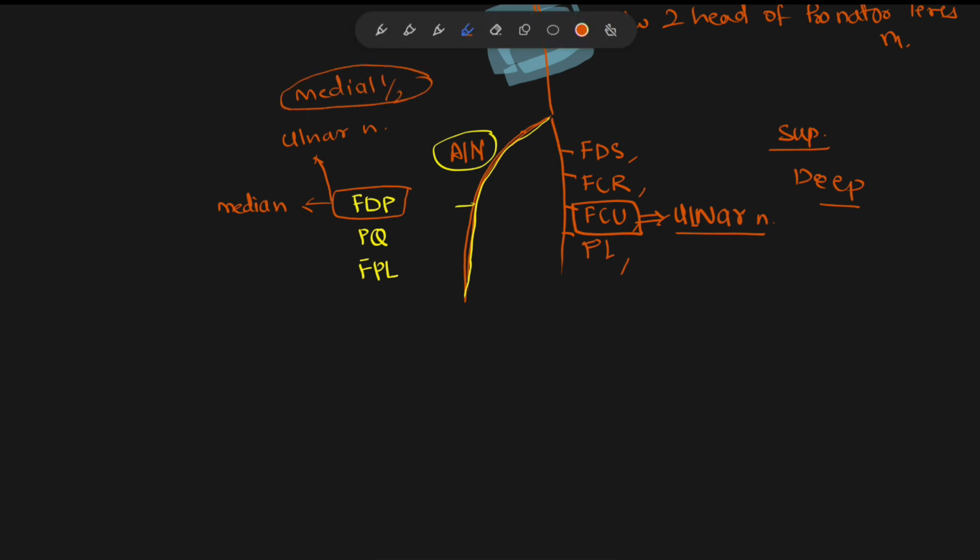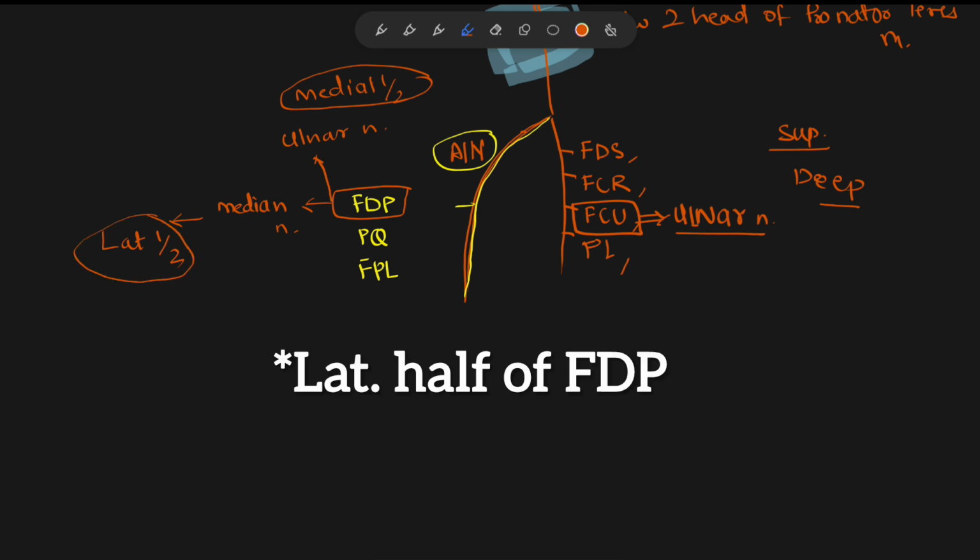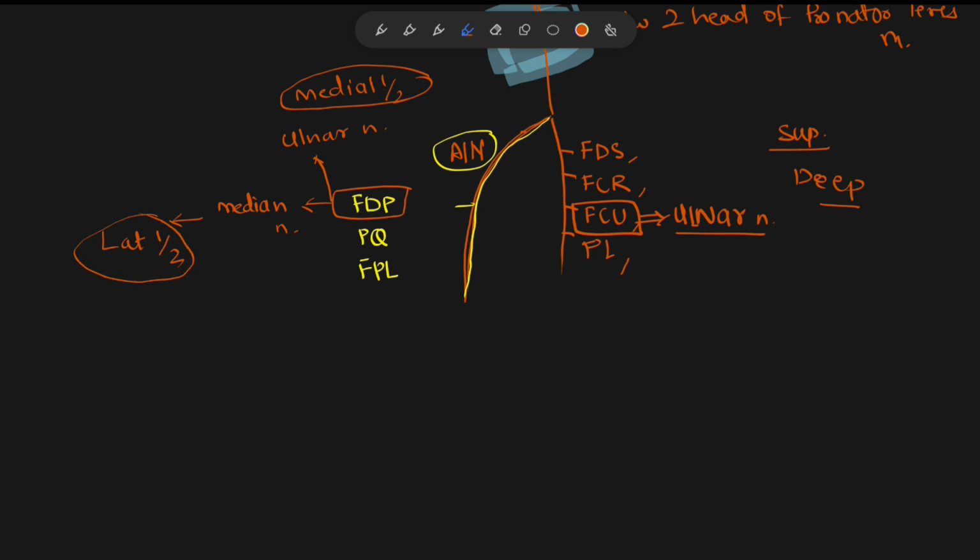Okay, the medial half is taken care of by our ulnar nerve, and the median nerve will give supply to the lateral half. Is it clear? The ulnar side, that is our little finger side, is taken by the ulnar nerve. Okay, and the median nerve will give supply to the thumb area, that is our lateral half of this hand.